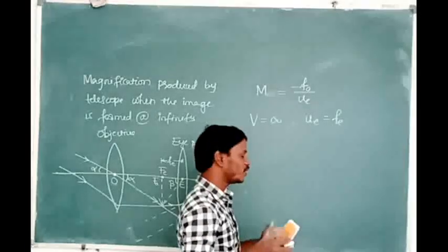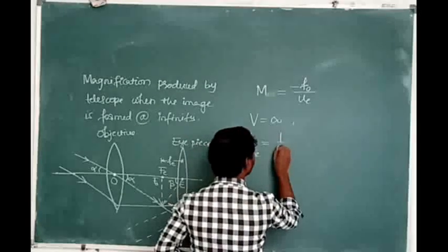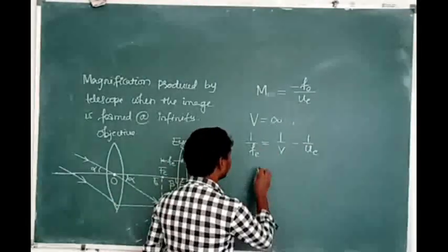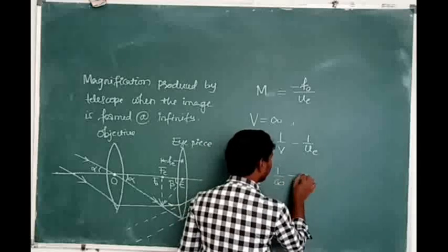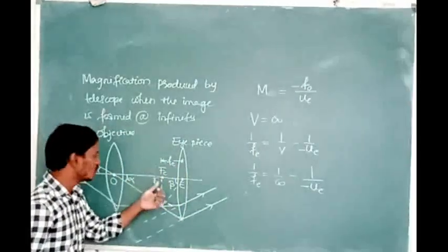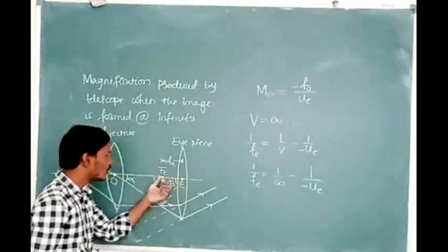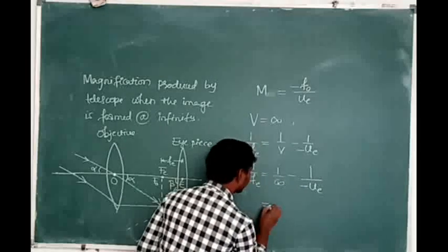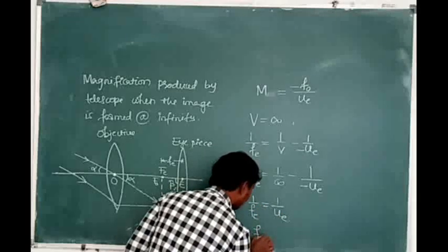By using the lens formula. What is the lens formula? 1 by fp is equal to 1 by v minus 1 by uv. Then 1 by fp can be written as 1 by v, which is 1 by infinity, minus of minus uv. Why is it minus of minus uv? Because object distance is taken at the left side. The image formed by the objective lens acts as an object for the eyepiece, but it is at the left of the eyepiece. That is why object distance is taken as minus uv. Then minus by minus is a plus. Then 1 by infinity is 0, so it is 1 by uv. Then it is 1 by fp. Then fp is equal to uv.